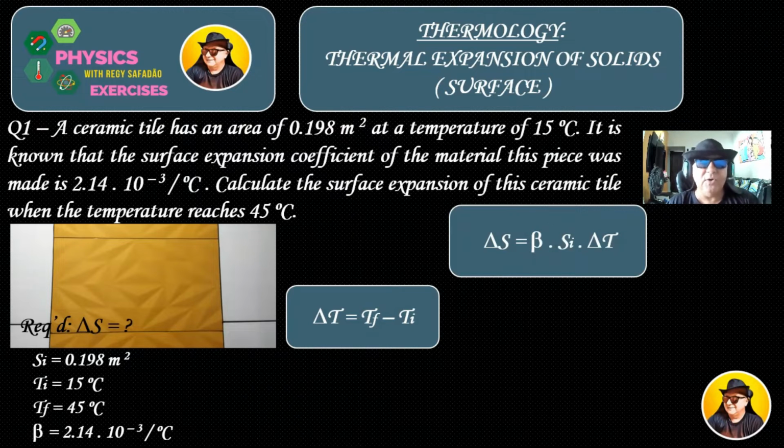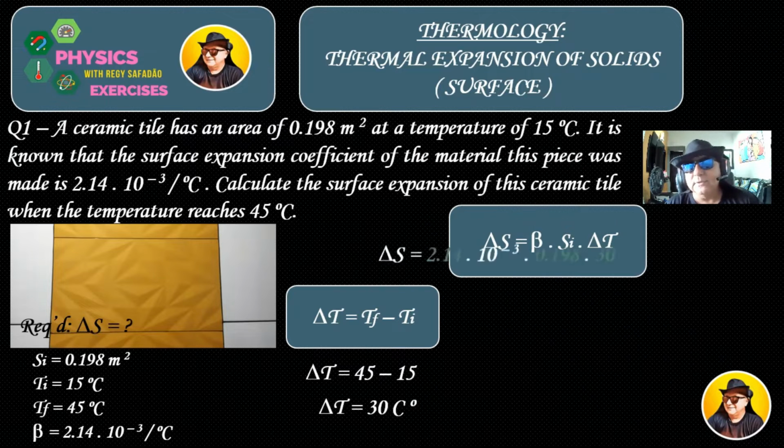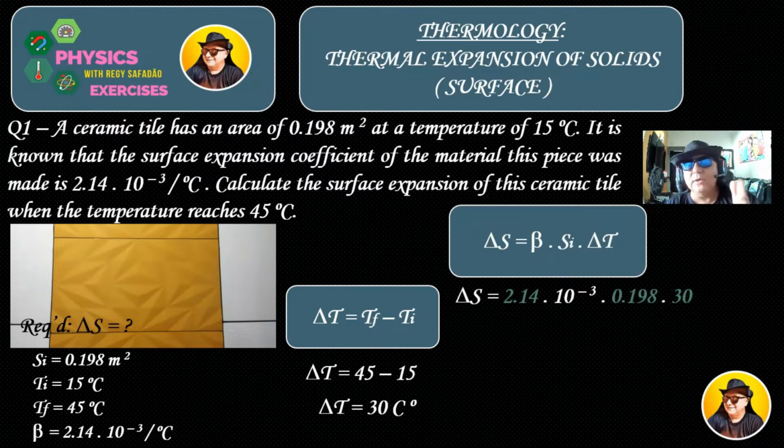Okay, so as I told you, let's find delta T. Delta T is 45 minus 15, that is 30. So the change in temperature is 30 Celsius degrees. All right. Now let's plug the values into the formula. So delta S is beta, which is 2.14 times 10 to minus 3, the initial surface is 0.198, and the change in temperature is 30.